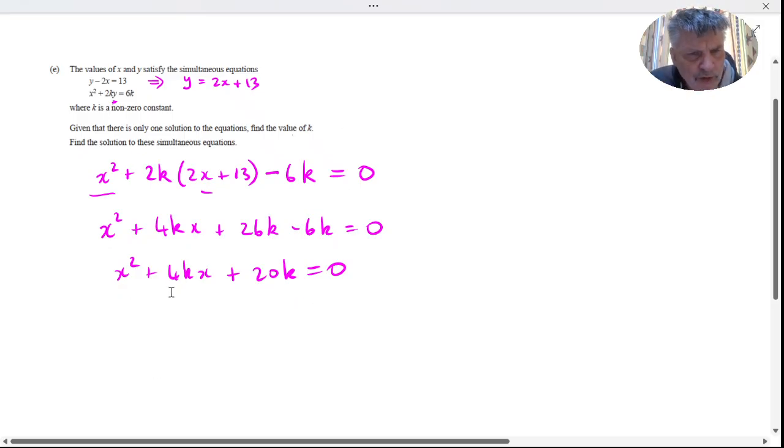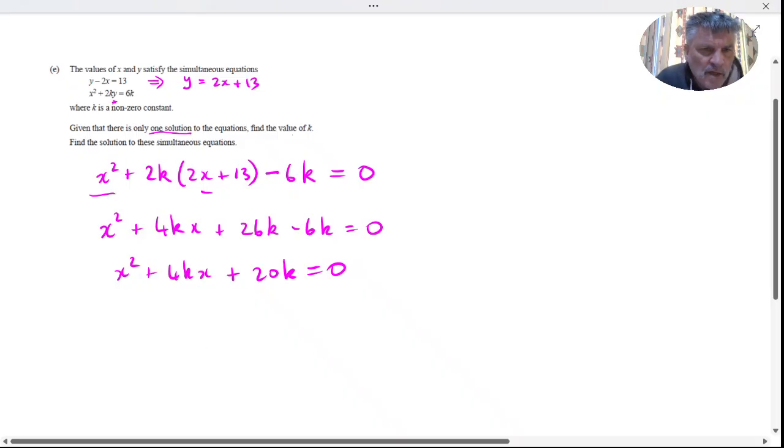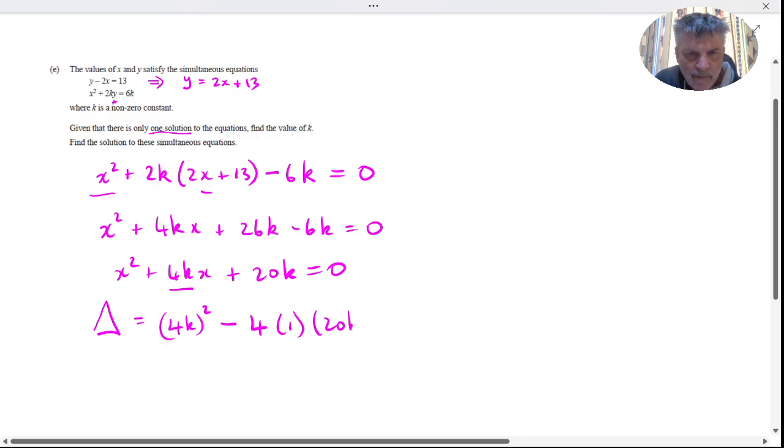This is a quadratic. Quadratics typically have 2 solutions. They can have none or one, but we're told in the question that there is only one solution. So we want the case where there's one solution. That means that the discriminant, which is b squared, (4k) all squared, minus 4 times a, which is 1, times c, which is 20k, we want that to be 0.